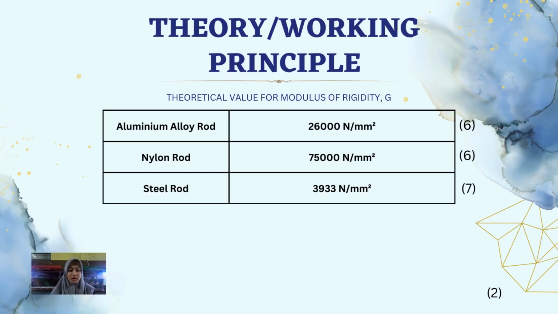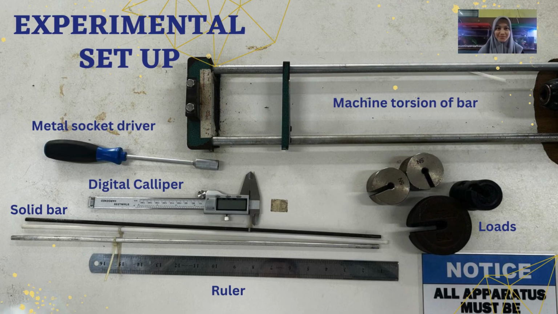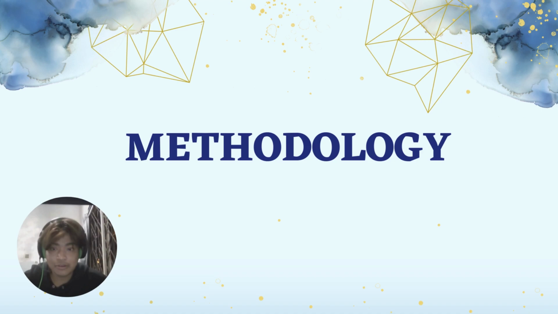This is the theoretical value for the modulus of rigidity for aluminum alloy rod, nylon rod, and steel rod. This is the experimental setup for the torsion of bar experiment. So now I will be presenting about the methodology.